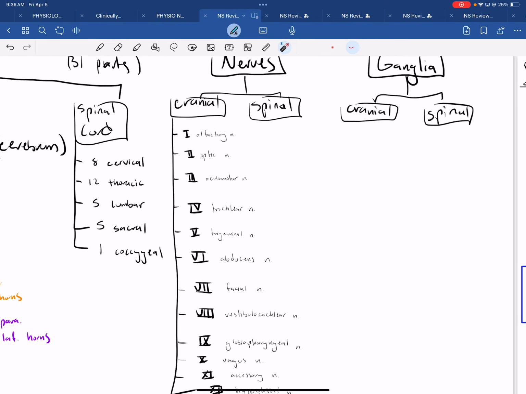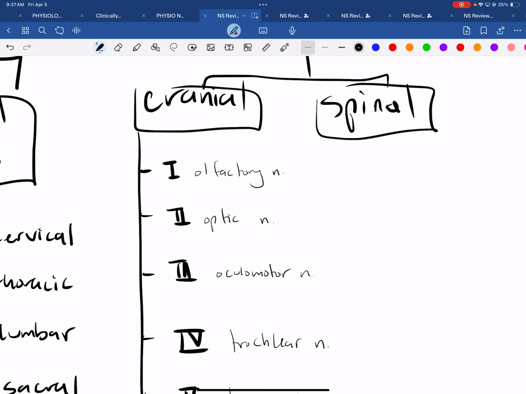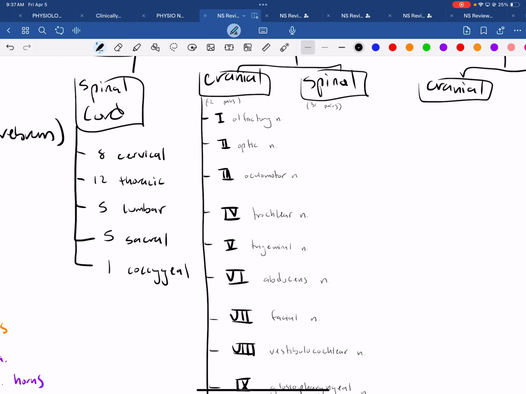And then for the spinal nerves, how many are there? Exactly, 31 pairs, good. So here, for cranial nerves, we'll say 12 pairs. Spinal nerves, 31 pairs. And this one's easy because it's the same as the spinal cord segments. So how many cervical? 8. How many thoracic? 12. Lumbar? 5. Sacral? 5. Coccygeal? 1, good.